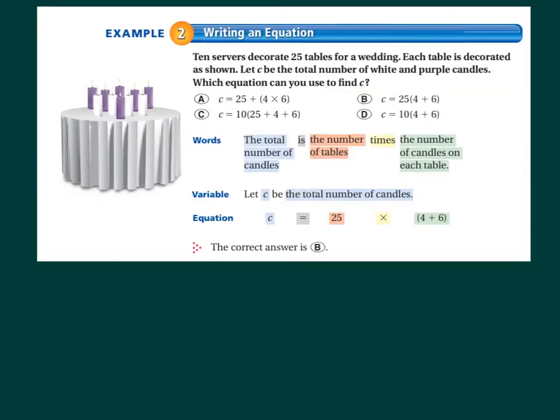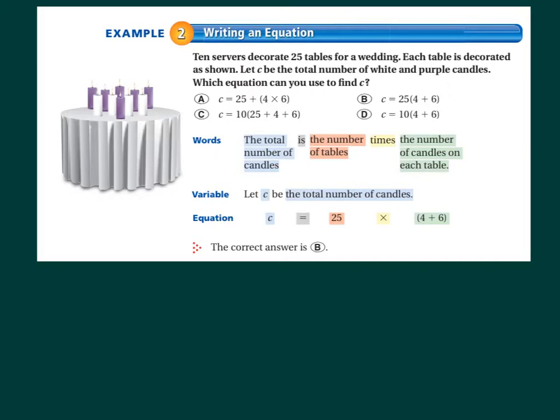The next one is just another problem where we have a math problem that we're going to take from words. So it says 10 servers decorate 25 tables for a wedding. Each table is decorated as shown. Let C be the total number of white and purple candles, which equation can you use to find C?